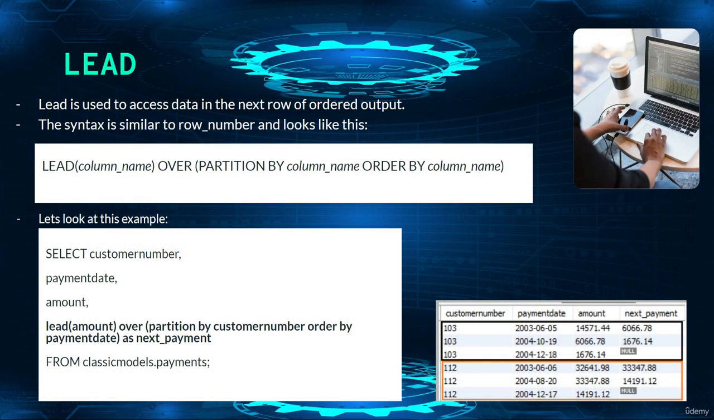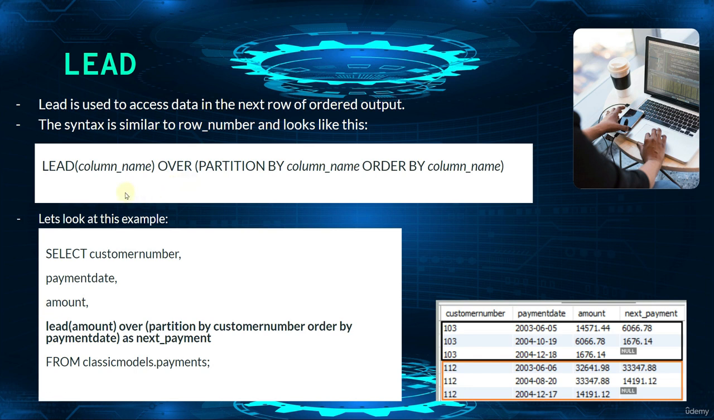Okay, so in this video, we're going to look over two more windowed functions, lead and lag. The first one we'll look at is lead, and it is used to access data in the next row of ordered output. And you can see the syntax here.